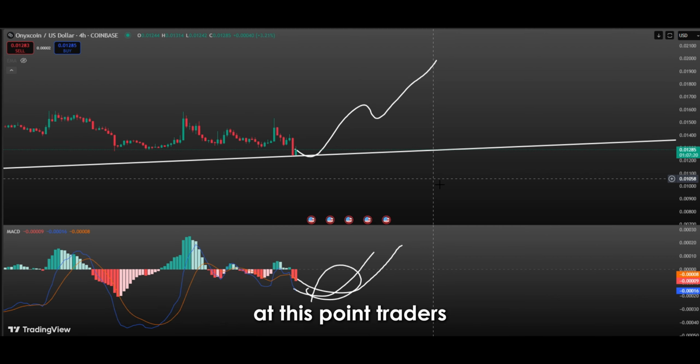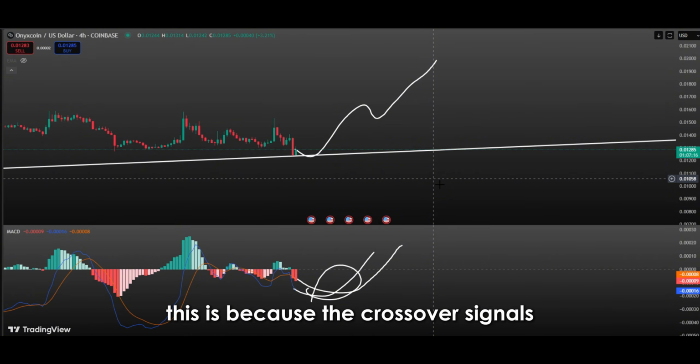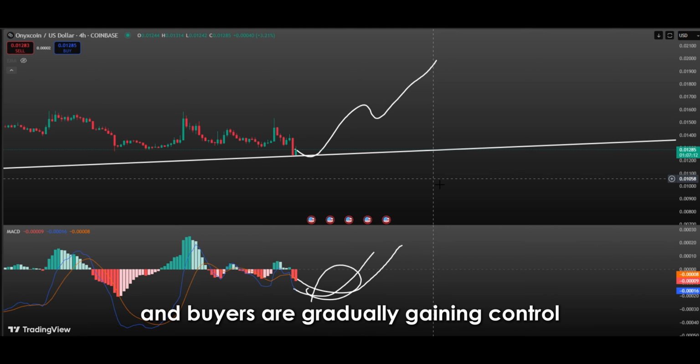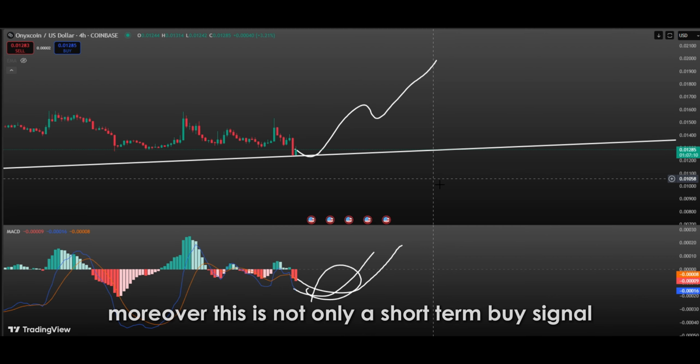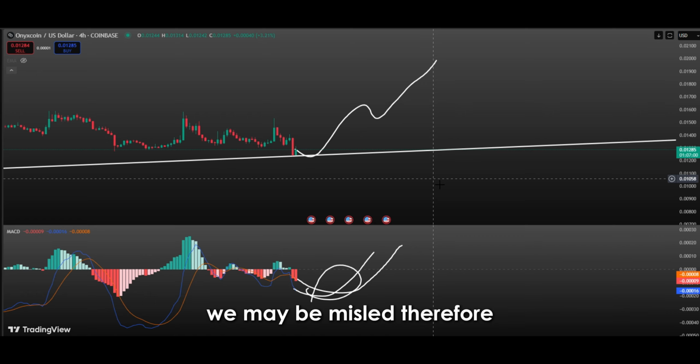At this point, traders generally perceive that conditions are favorable for buying. This is because the crossover signals that sellers are losing strength and buyers are gradually gaining control. Moreover, this is not only a short-term buy signal, but could also suggest the beginning of a potential uptrend in the medium to long term. If we act before the crossover, we may be misled.